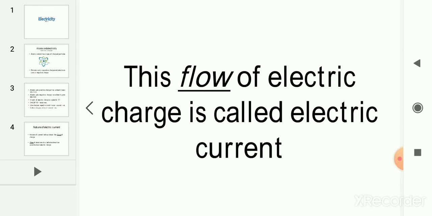So this flow of electric charge is called electric current. What is it? The flow of electric charge is called electric current.